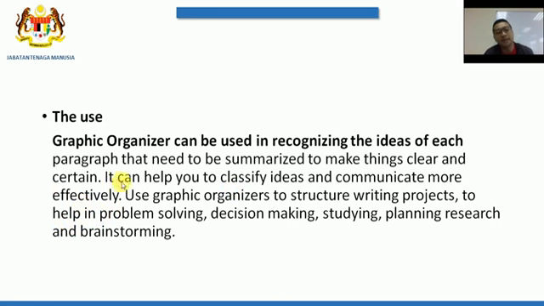Okay, so it can help you, ia boleh membantu anda to classify, untuk memberi kategori ideas and communicate more effectively, dan juga membantu awak untuk communicate, untuk berkomunikasi dengan lebih berkesan, if you have that organized idea whenever you want to present to other people.